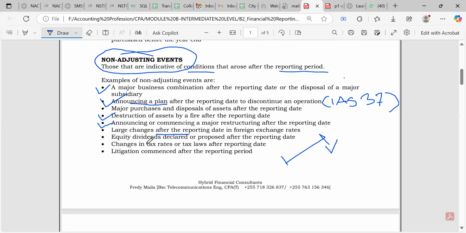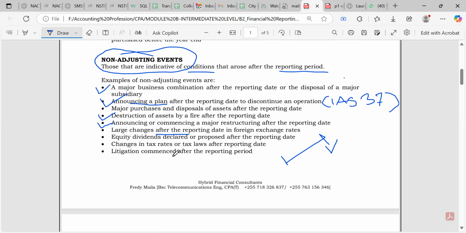Here we are told about changes in tax rates or tax laws after the reporting period. They tell you that after the reporting period, there have been changes in tax rates. These are based on nationwide decisions, right? The nation just decides, okay, let's change the tax rates. Maybe we have changed the tax system. Maybe it was progressive, and right now it's regressive or whatever.